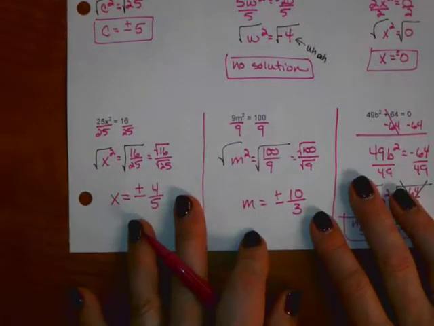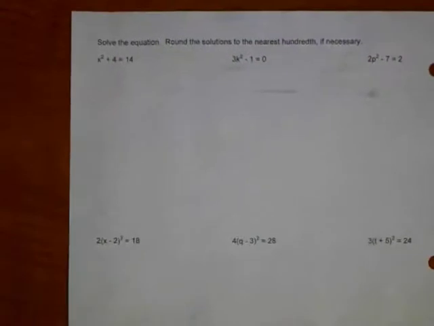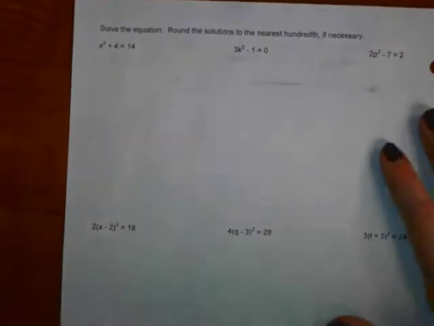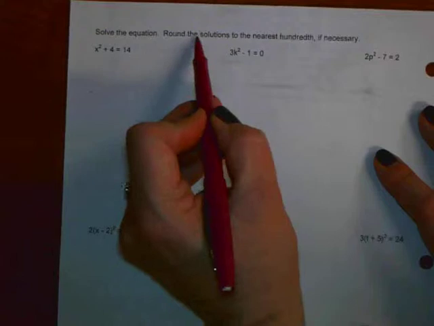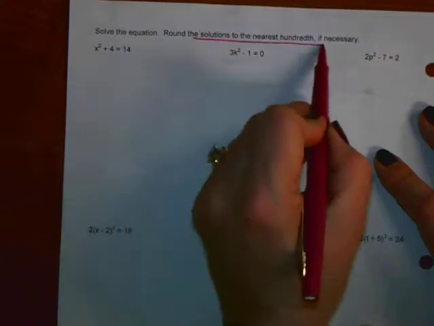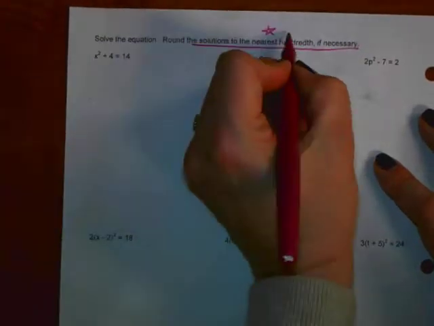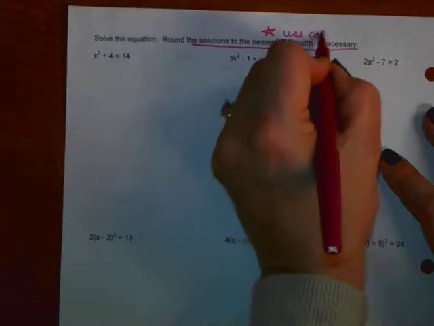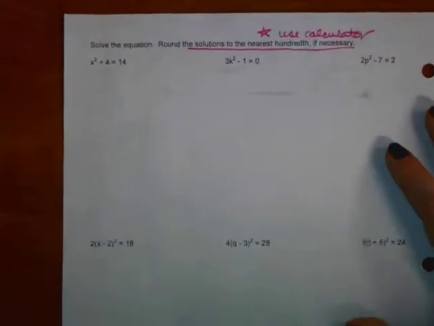Okay? All right. So this is kind of like the first set of practice problems you're going to get. It doesn't get too much different, just a little bit. All right, turn it over. Now, when you see stuff like this, it says solve the equation, round the solutions to the nearest hundredth if necessary. That is your clue that you're going to use the calculator.